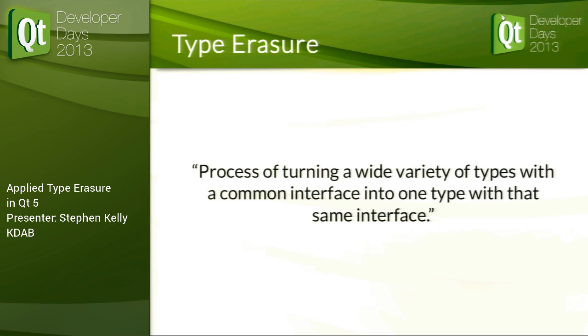So when we're talking about type erasure, there's some funny definitions that you can find on the web. We want some kind of common interface to one type. We want some common interface to a wide variety of types so that we can treat those wide variety of types uniformly and without knowing exactly what type we're dealing with.